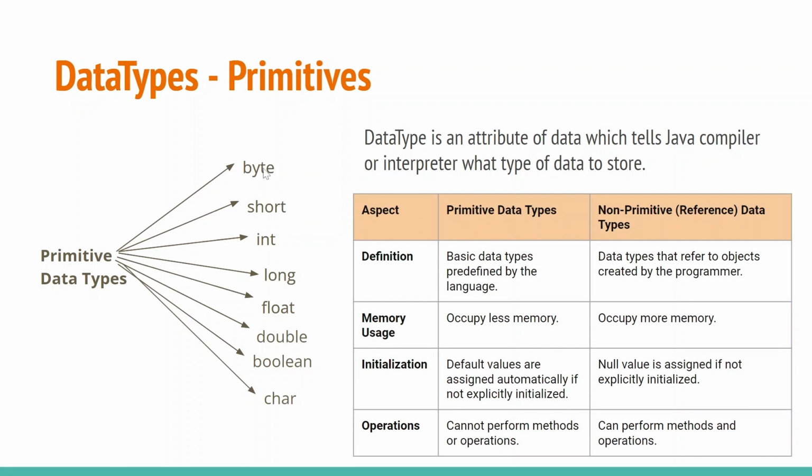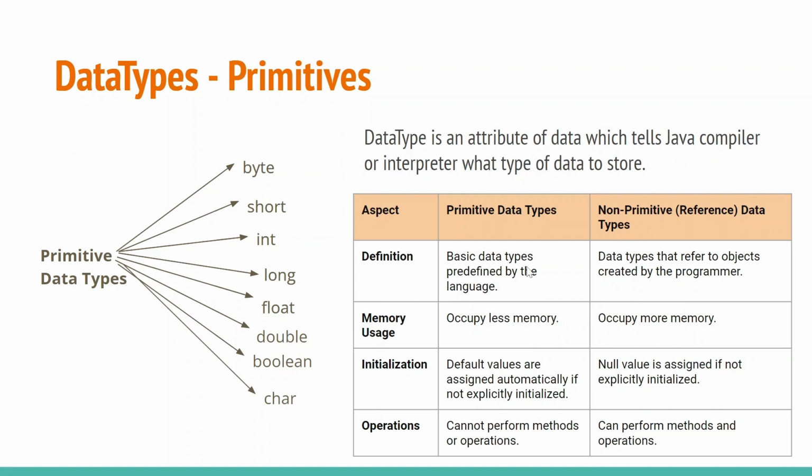These are all primitive data types. There are non-primitive data types also in Java. These are predominantly objects, but for our context, let's focus on primitive data types. Let's look at it from four different aspects, how they are different from non-primitive data types.